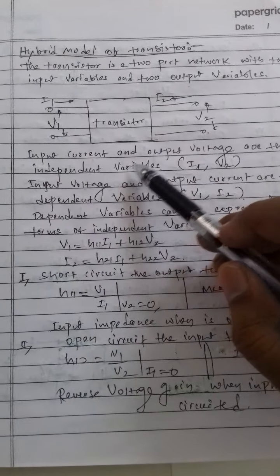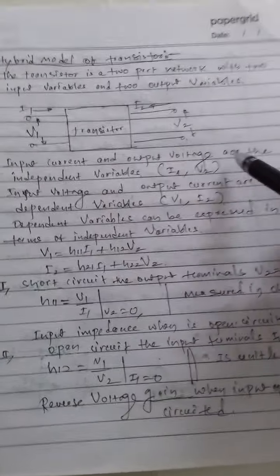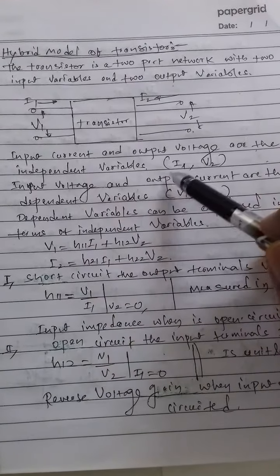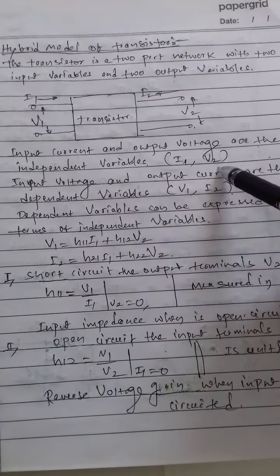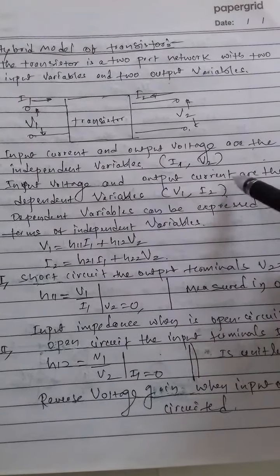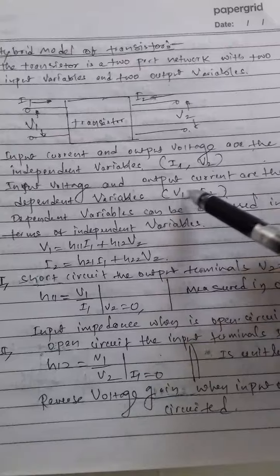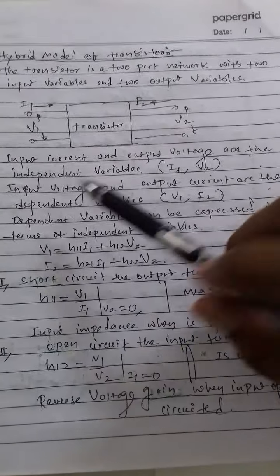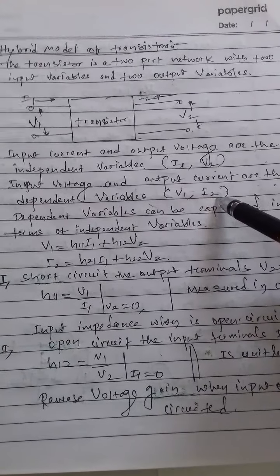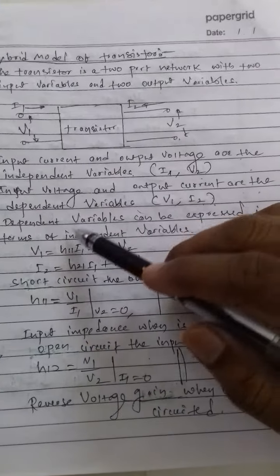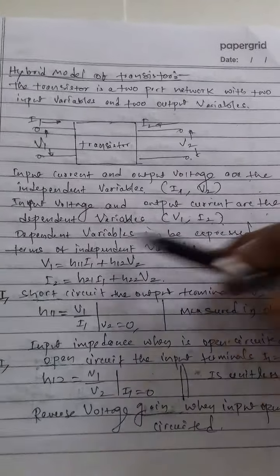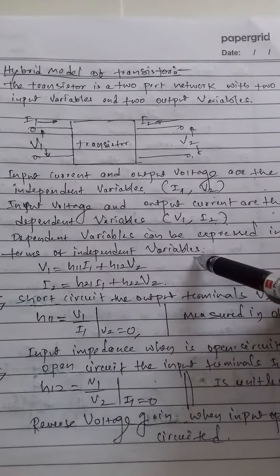Input current and output voltage are the independent variables. Input voltage and output current are the dependent variables, V1, I2. Dependent variables can be expressed in terms of the independent variables.